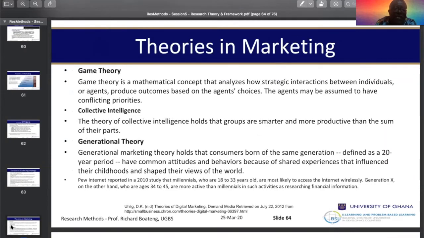Okay. Then you also have game theory, which finance also uses, marketing also uses, but it's a mathematical concept. I told you, you can pick from different disciplines and apply.